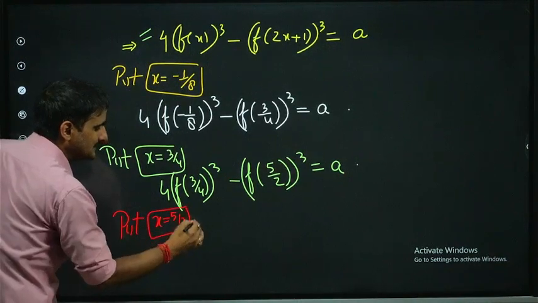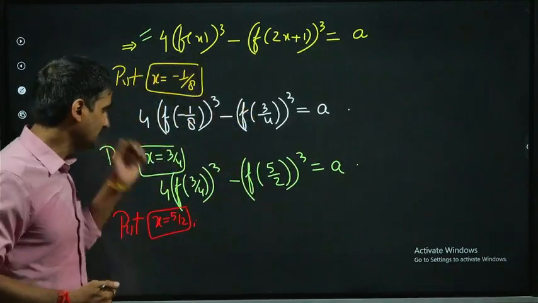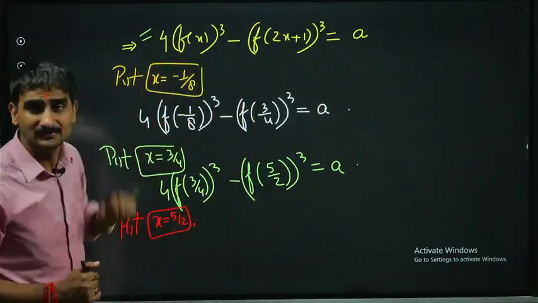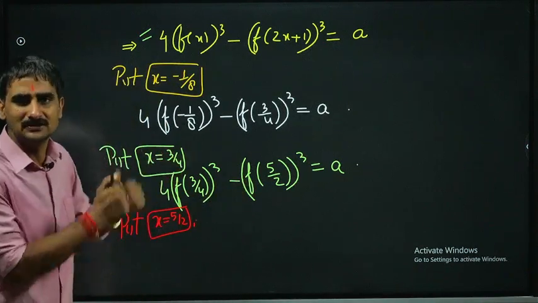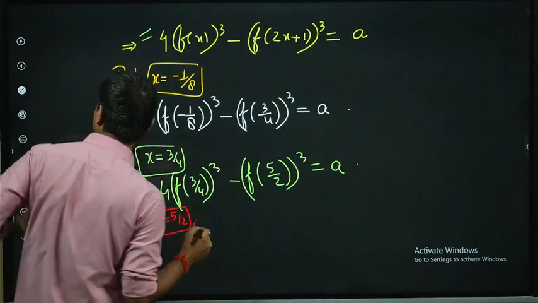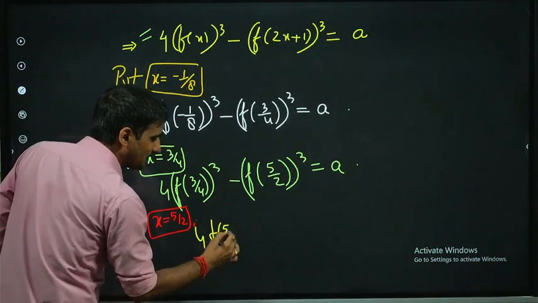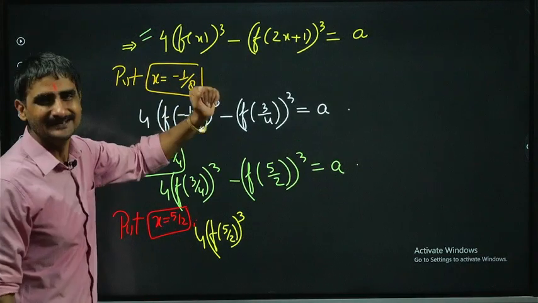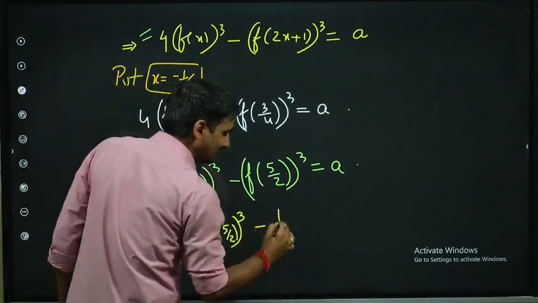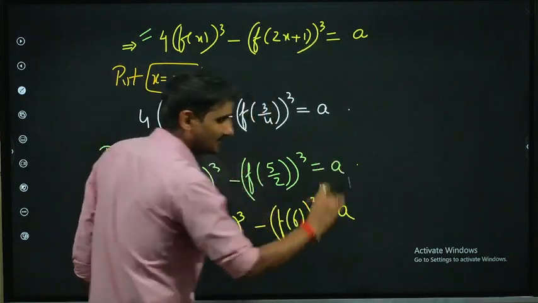And see, it's not like it was all deliberate. It was like, okay, we have to get f of 3 by 4, so I substituted x by 3 by 4. Then we need f of 5 by 2, so I just substituted x equal to 5 by 2. What do we get here? So 4 times f of (5/2) whole cube, put it here, minus f of 6, and we are given this is equal to a.